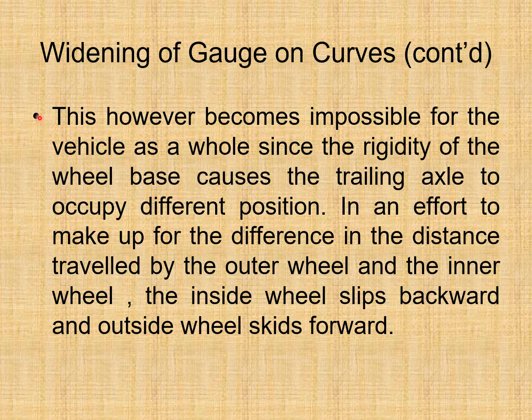This, however, becomes impossible for the vehicle as a whole since the rigidity of the wheelbase causes the trailing axle to occupy different positions. In an effort to make up for the difference in the distance traveled by the outer wheel and the inner wheel, the inside wheel slips backward and the outside wheel skids forward.